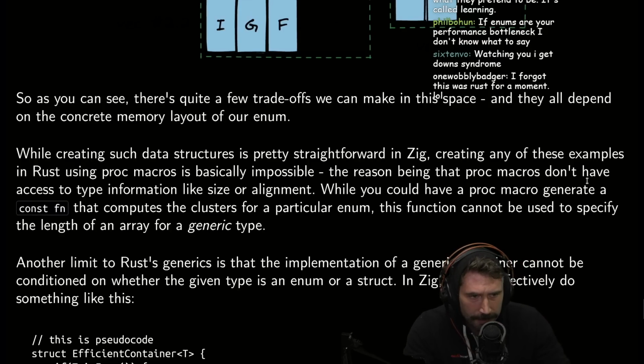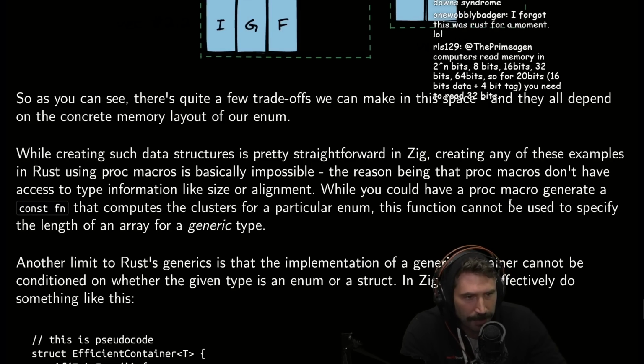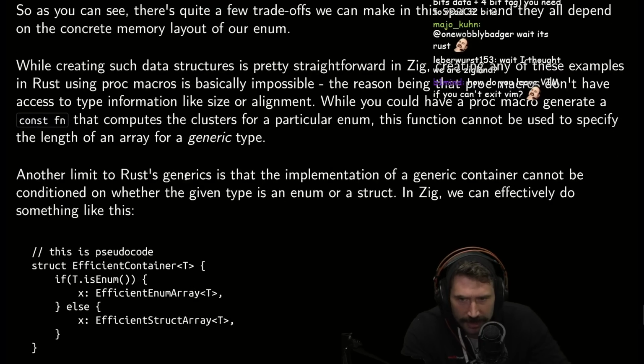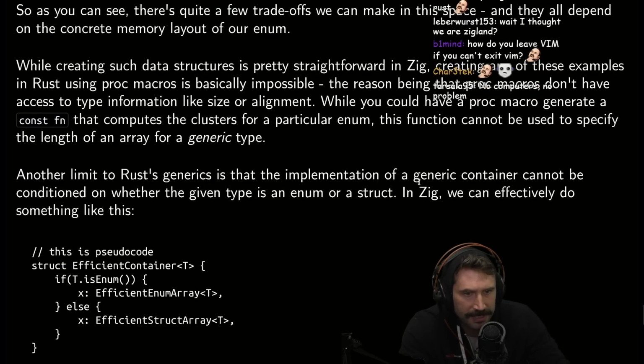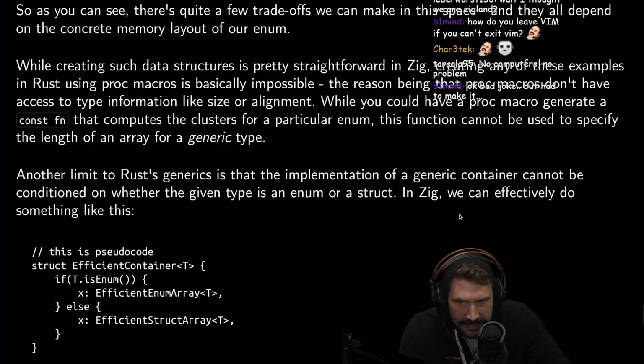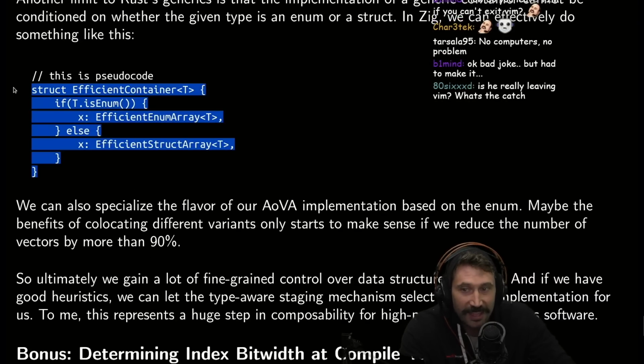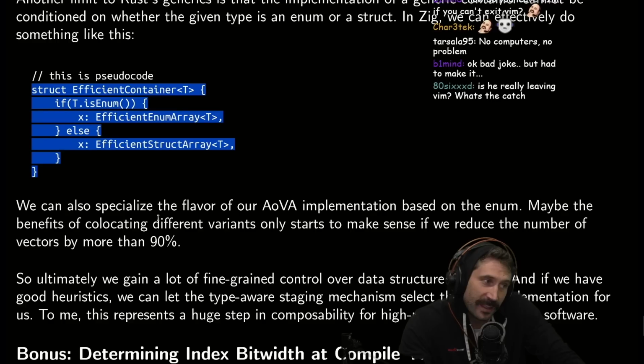The reasons being that proc macros don't have access to type information like size or alignment. While you could have a proc macro generate a const function that computes the clusters for particular enums, this function cannot be used to specify the length of an array for a generic type. Another limit to Rust generics is that the implementation of generic containers cannot be conditioned on whether the given type is an enum or a struct. In Zig, we can effectively do something like this. That's pretty cool.